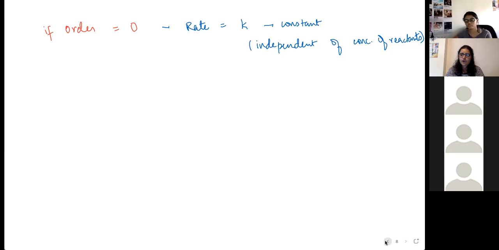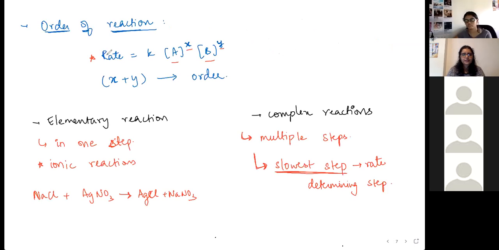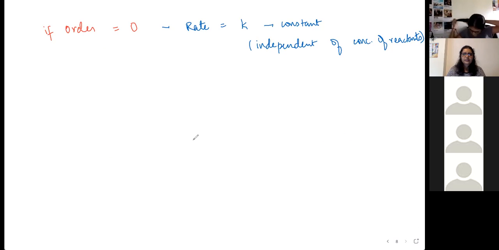So this is the order of a reaction. Quite simply, in the rate of reaction, the sum of these exponents will give you the order of the reaction. Depending on the order, you can take action, like zeroth order, first order, second order. Then another important property that you get from this is the molecularity of the reaction.